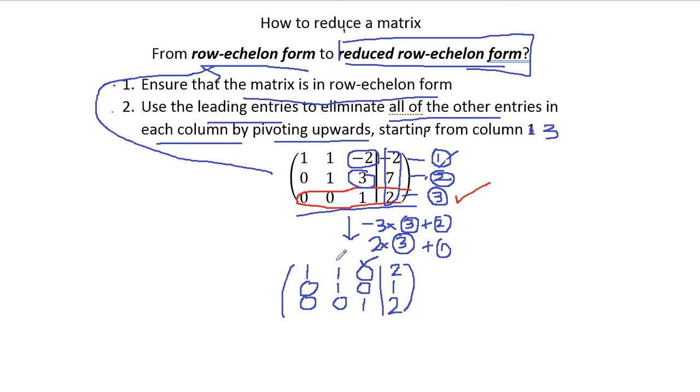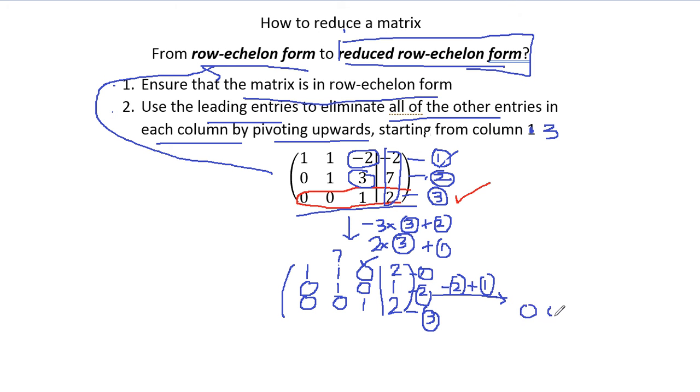Now let's eliminate the entries in column 2. This is our new row 1. This is our new row 2. This is our new row 3. So now you want to eliminate the entry above this leading one, make it 0. So we add minus 1 times row 2 plus row 1. So the third row will be undisturbed.